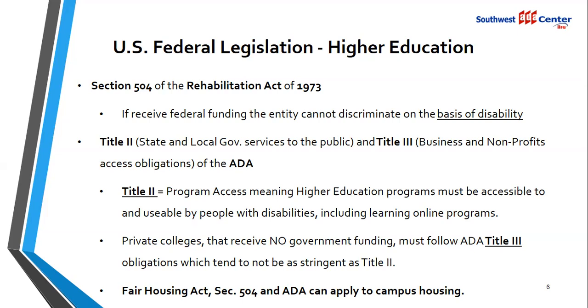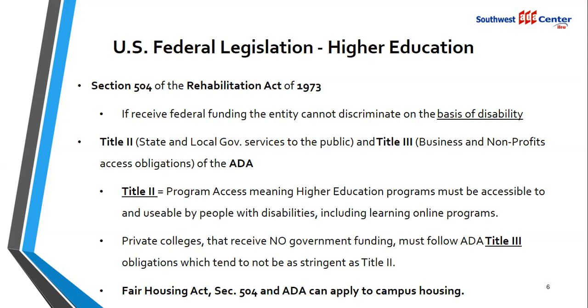Higher education institutes that receive funding or are part, for example, of a state like the University of New Mexico, must provide program access, meaning higher education programs must be accessible to and usable by people with various disabilities, including online learning programs.